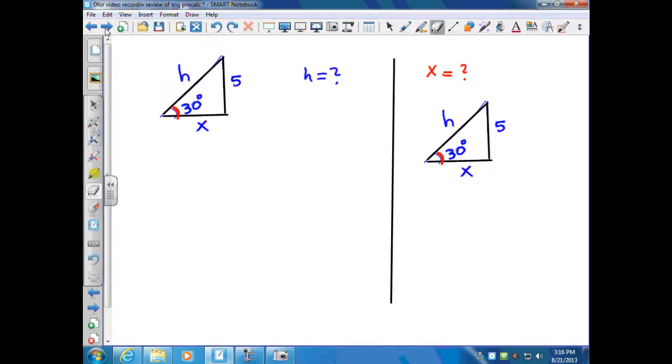And here are a few more examples. Please take a moment to solve these, and we'll go over the solutions momentarily.